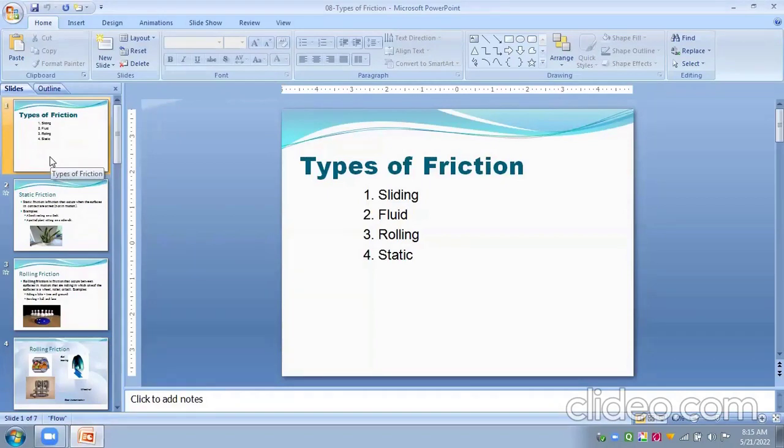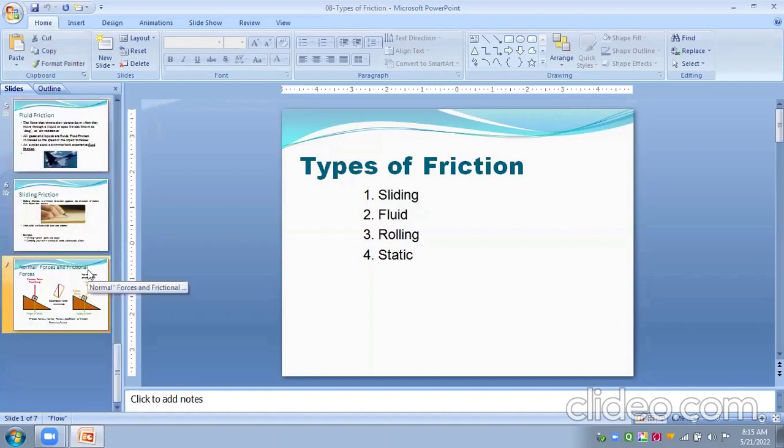In our Tribology lecture series, we are going to see today's lecture on friction. In the previous lecture we saw the introduction to friction. In this lecture, we will see various types of friction with their examples, and how the load, normal forces and frictional forces act on the contacting surfaces.